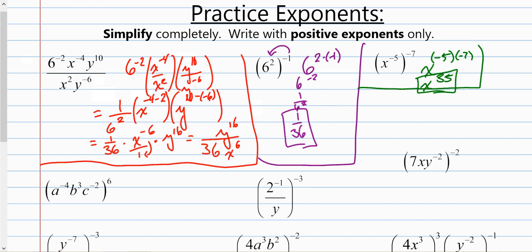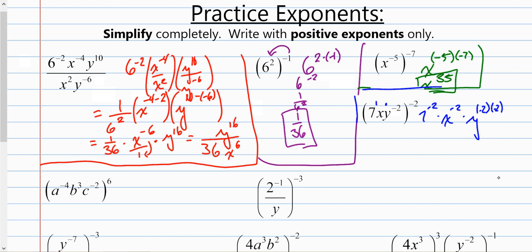This next one might not take quite so few steps, but it's alright. The whole key is to take it one piece at a time. And this negative 2 wants to distribute to everything. As it distributes to everything, keep in mind that that 7 and that x both have 1 exponents right now. So this turns into 7 to the negative 2 times x to the negative 2 times y to the negative 2 times negative 2.